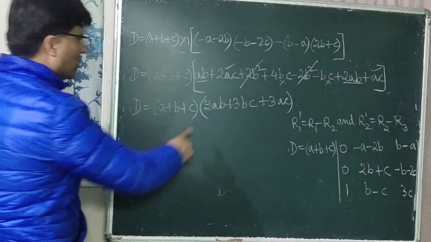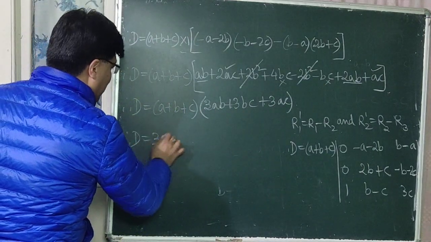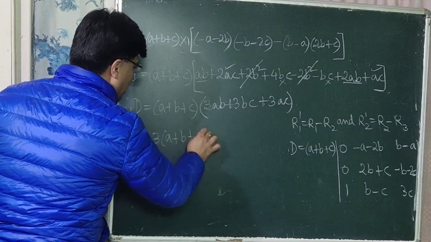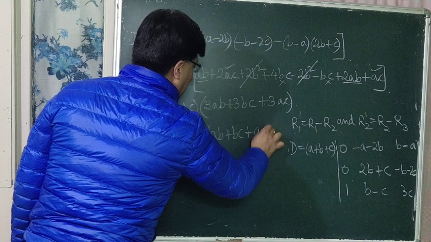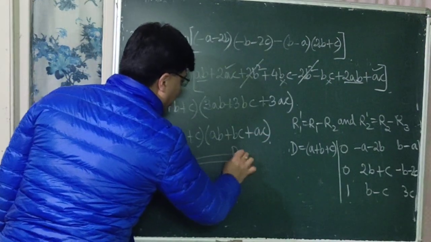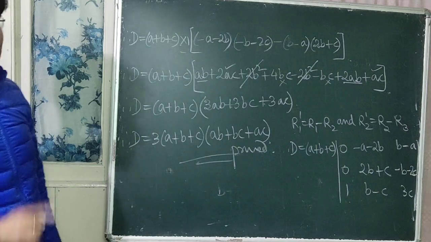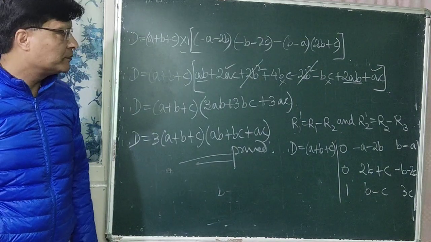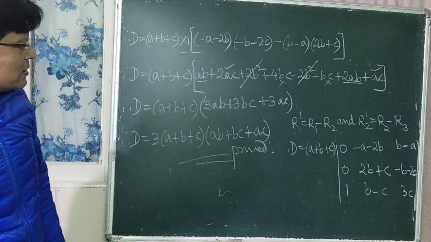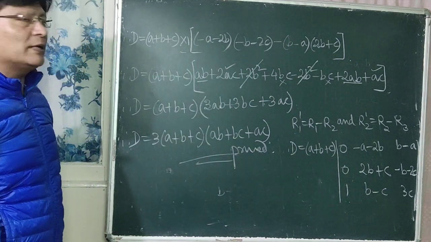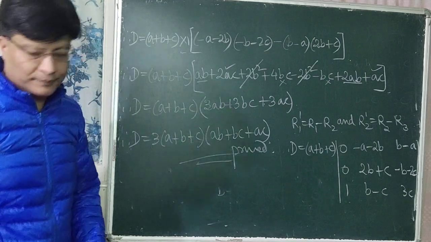Okay? So what is common here? 3. You can take it outside. Therefore D is equal to 3 into A plus B plus C into AB plus BC plus AC. So this is the final answer to be proved. Is it also understood? So you have to practice it at home. Okay? You must practice this, only then will you become perfect.